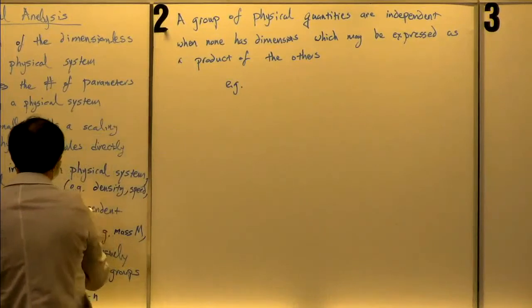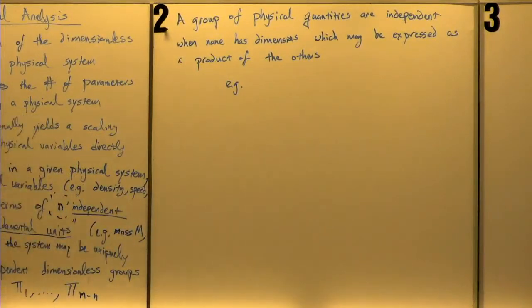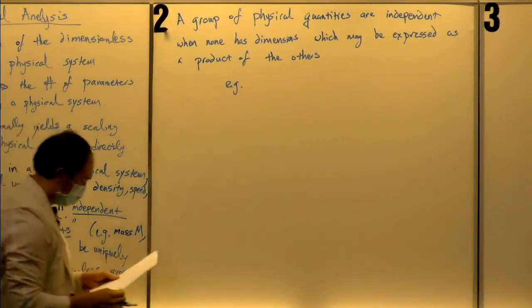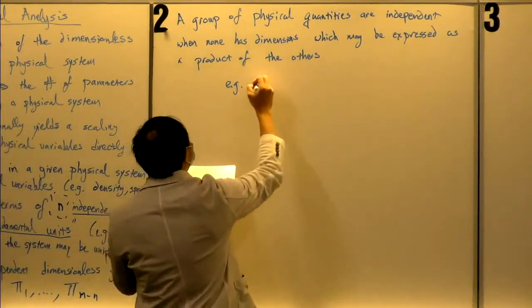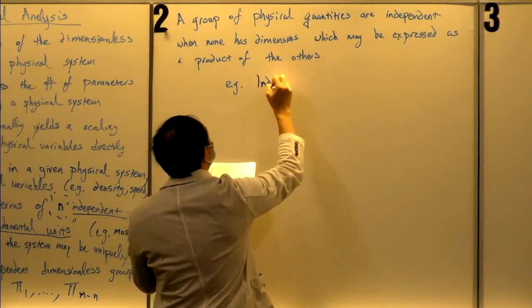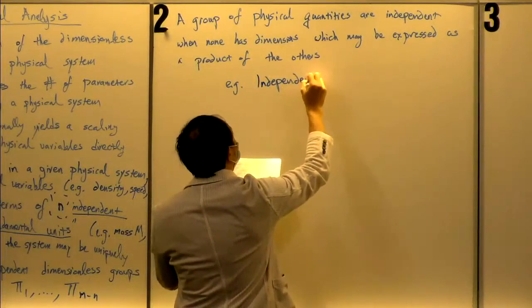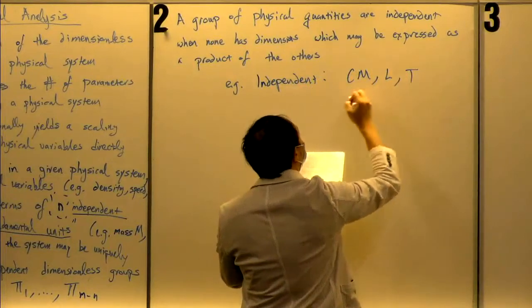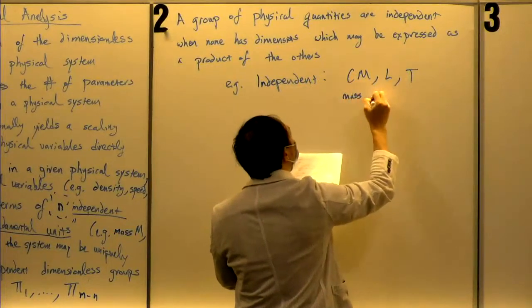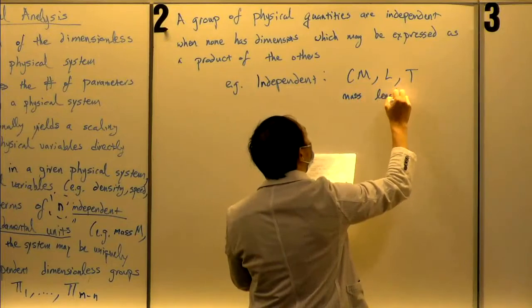So we have to figure out what these independent physical quantities are. And the key word is this word independent, which you haven't seen used before in a fluid mechanics context. So the following are independent. These are the ones that you're probably going to be using most often.